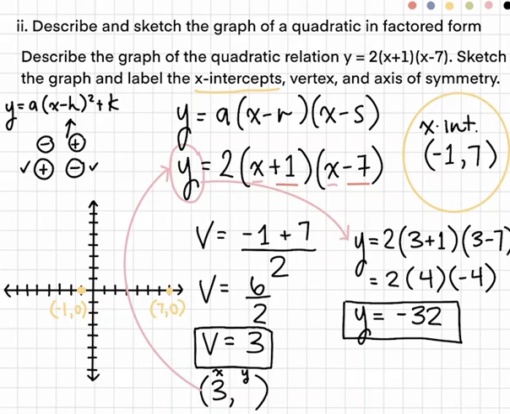So that means my vertex is going to be all the way down here somewhere. My scale is not to proportion, but we'll just put it there. 3, -32. So now we've found our vertex. And then for the axis of symmetry, well, we know our axis of symmetry is just the x value of our vertex. So this, we already found that, right?